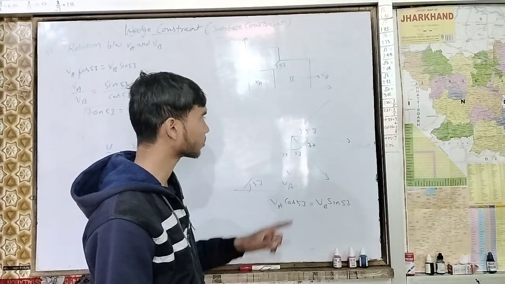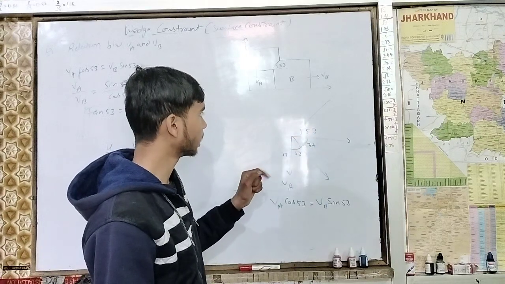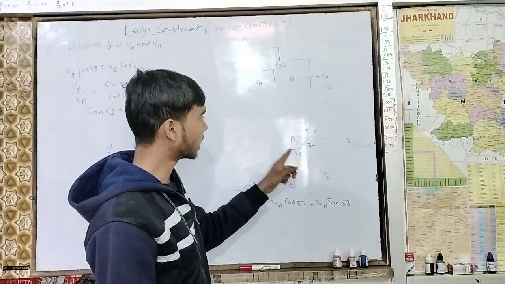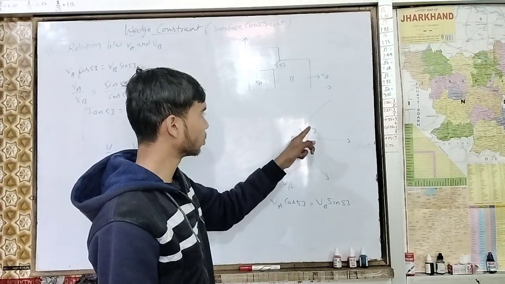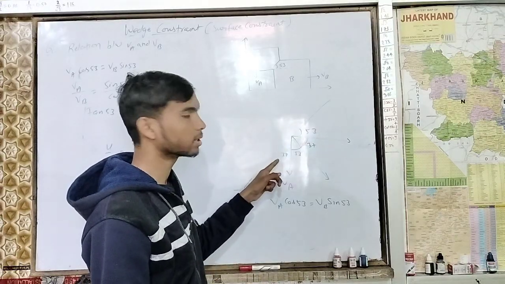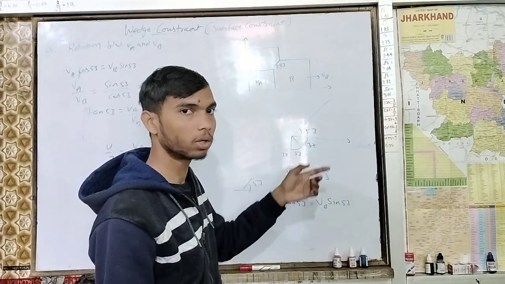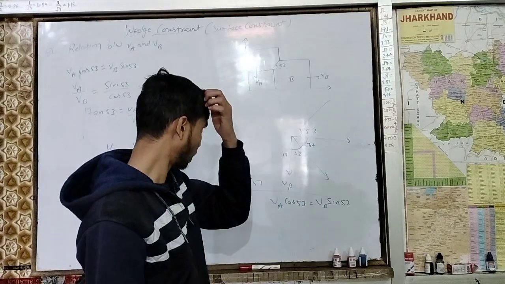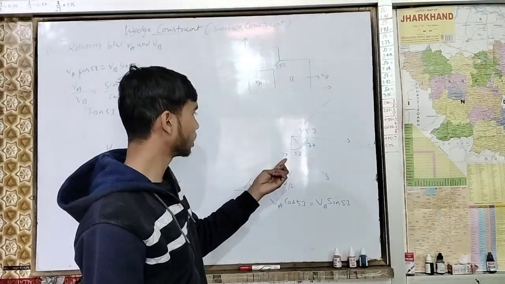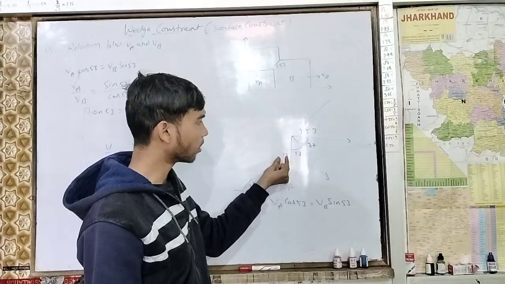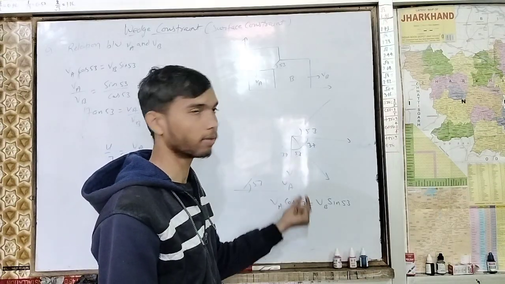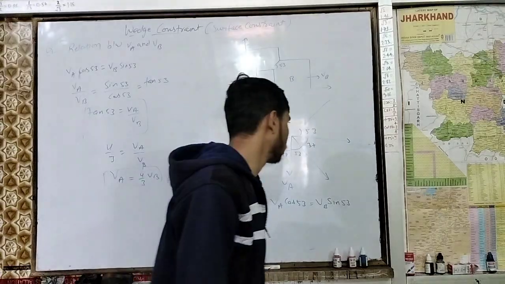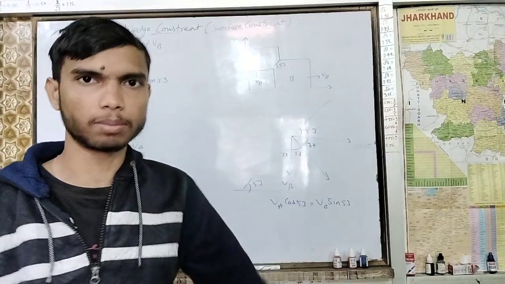Yes, 37. This is 90. If this is 90, so 53 plus some angle will be equal to 90. Whatever the value over here, we will subtract this value from 90, then we will get this part, 53. Okay, then you can simplify it further.